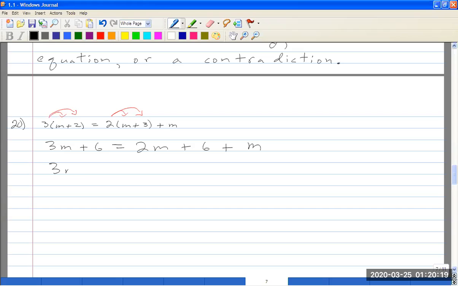Combine like terms. Subtract 3m from both sides of my equation, trying to isolate my variable m on one side of my equation. And so I get 6 is equal to 6. So I've eliminated my variable. So this will not be a conditional equation. It'll either be an identity or a contradiction.